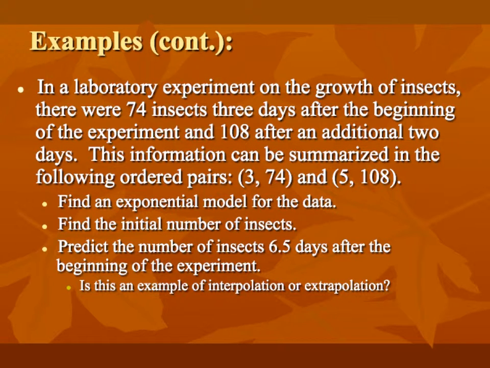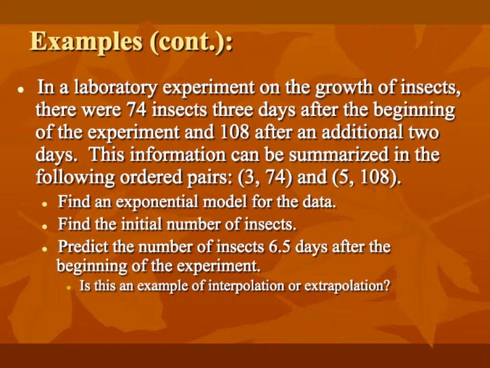Finally, we want to be able to identify an appropriate exponential function for a situation like this that relates to a real-world situation. In a laboratory experiment on the growth of insects, there were 74 insects 3 days after the beginning of the experiment, and 108 insects after an additional 2 days, which would be 5 days after the beginning of the experiment. So we have 2 ordered pairs. Time, whenever it is a variable or a measurement, will be the x coordinate, because the number of insects depends upon the amount of time.